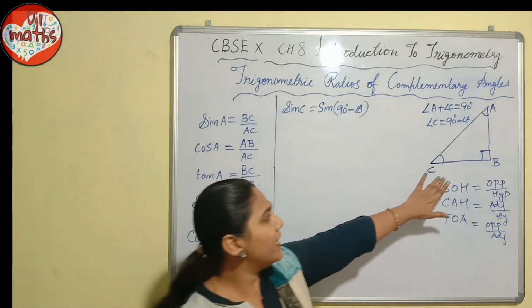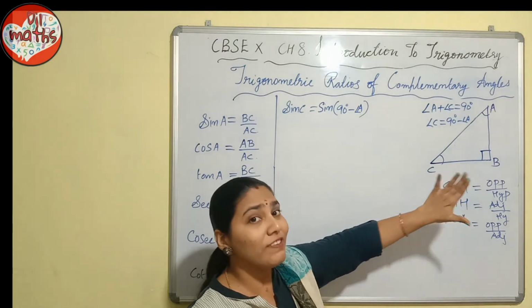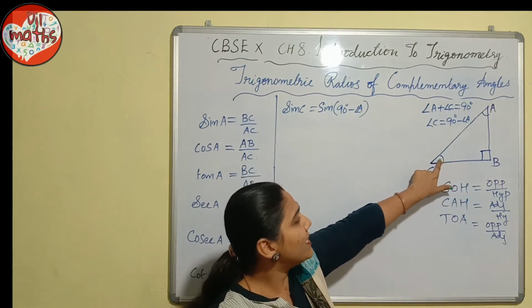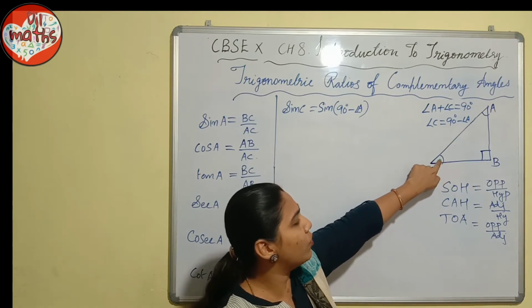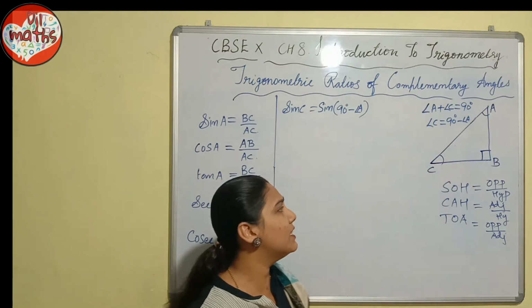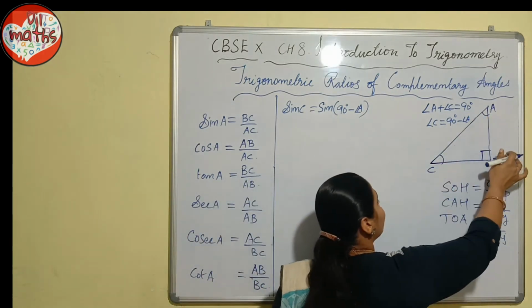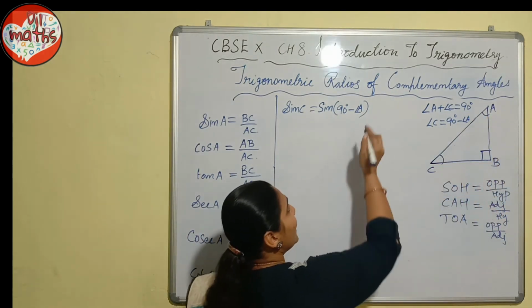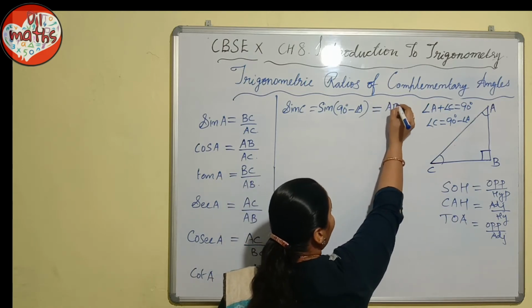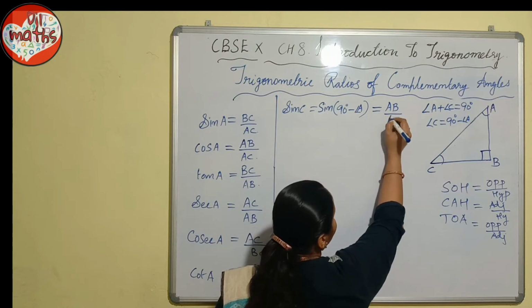So we are finding out trigonometric ratios with respect to C. So this is C. So sin C is equal to what is sine C? Opposite divided by hypotenuse. With respect to C, which one is the opposite side? AB is the opposite side and hypotenuse is AC. So sine 90 minus angle A is equal to AB divided by AC.